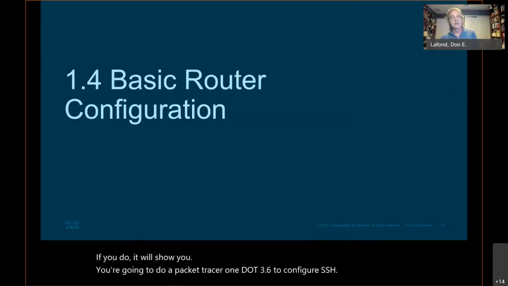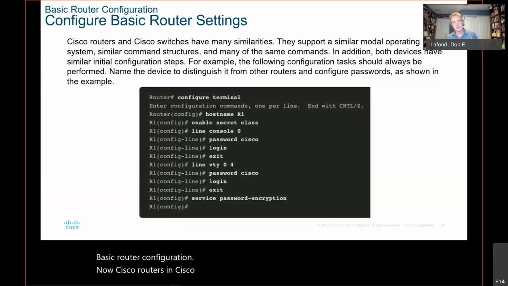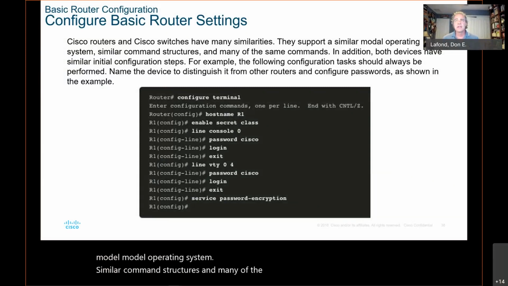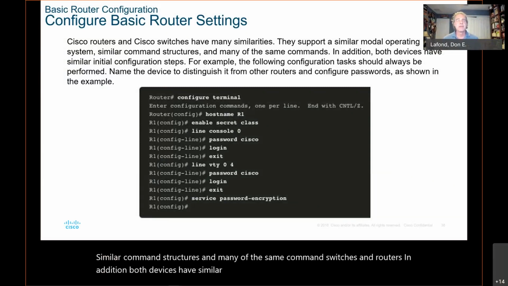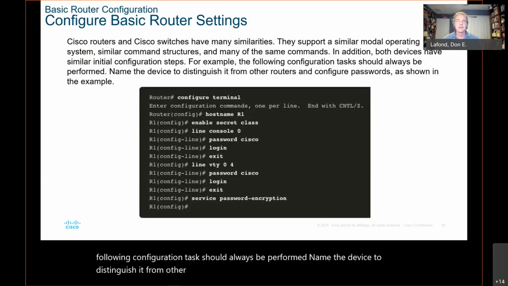You're going to do a Packet Tracer 1.3.6 to configure SSH. Basic router configuration. Now, Cisco routers and Cisco switches have many similarities. They support a similar modal operating system, similar command structures, and many of the same commands, switches and routers. In addition, both devices have similar initial configuration steps. For example, the following configuration task should always be performed. Name the device to distinguish it from other routers and configure passwords as shown in the example.